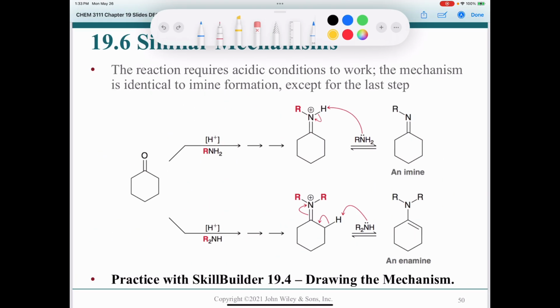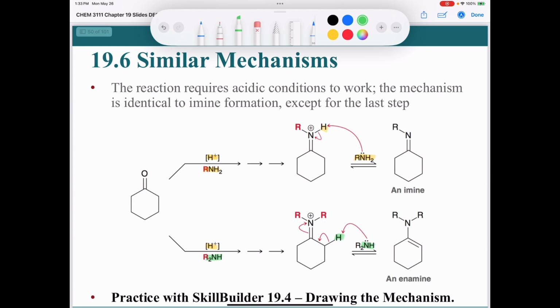And so we see the similarities between imine and enamine formation shown here. When you start out with your ketone or aldehyde, and here they're showing cyclohexanone, you treat them both with a catalytic amount of acid. Here we have a primary amine. Here we have a secondary amine. Everything is the same in the mechanism up until the very last step. When we're working with a primary amine, the last step is a proton transfer off of the nitrogen. And when you're working with a secondary amine, the last step is a proton transfer off of an adjacent carbon.